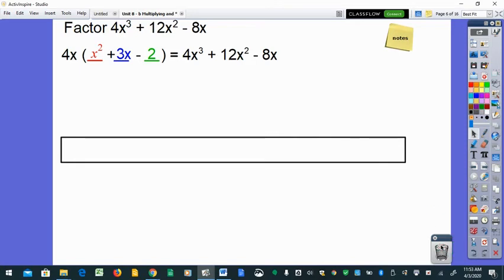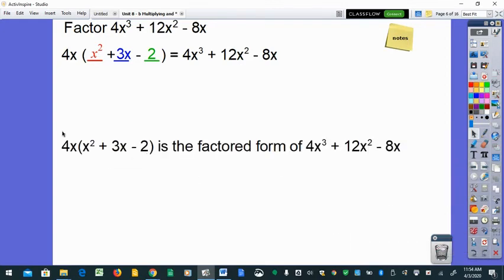Now, the cool thing about factoring is you can do the distributive property to check and see if you get that problem back. So 4x times x squared, does it equal 4x to the third? 4x times a positive 3x, does it equal 12x squared? And 4x times that negative 2, does it equal negative 8x? So you can check your answer and know whether you got it whenever you factor. So the answer when you factor this would be this guy right here.